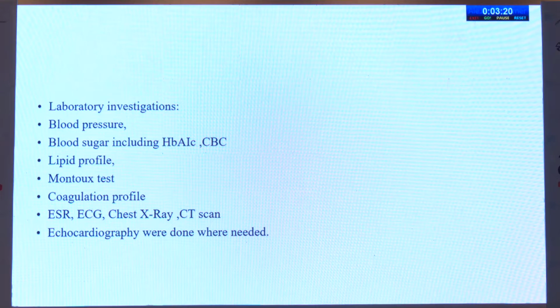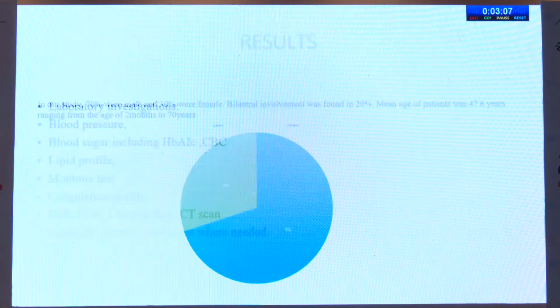Laboratory investigations included blood pressure, blood sugar including HbA1c, CBC, lipid profile, Mantoux test, coagulation profile, ESR, ECG, chest X-ray, CT scan, and echocardiography, which were done wherever needed.